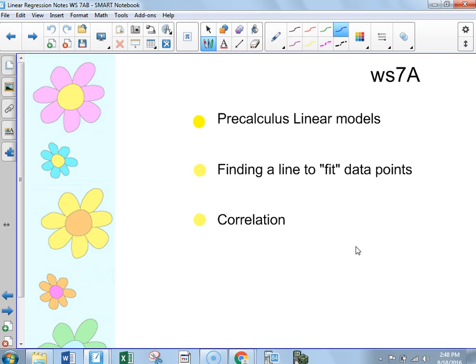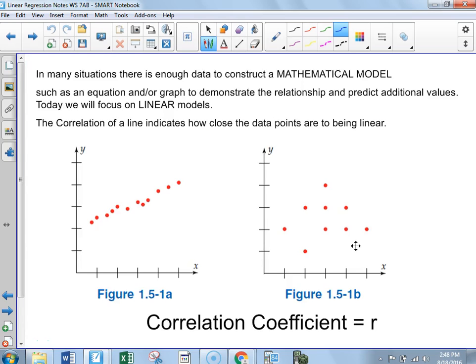Has anybody in here had stats, either Prob and Stats or AP Stats? Okay, so you can just teach this lesson, all right? Or you can be my teacher's aide today, because this is going to be totally boring to you. This is a huge part of AP Stats.